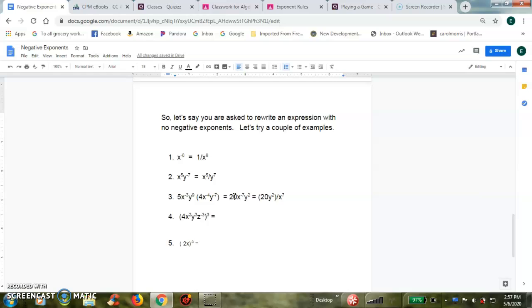Negative exponents are fine, but for certain subjects, especially chemistry, it isn't good to have negative exponents. It's good to keep anything with negative exponents in the denominator. It makes it easier to do calculations. So that's partly why the CPM is asking that of you. All right, if you're looking at this one, 4x squared y cubed z to the negative 3rd power, all cubed.